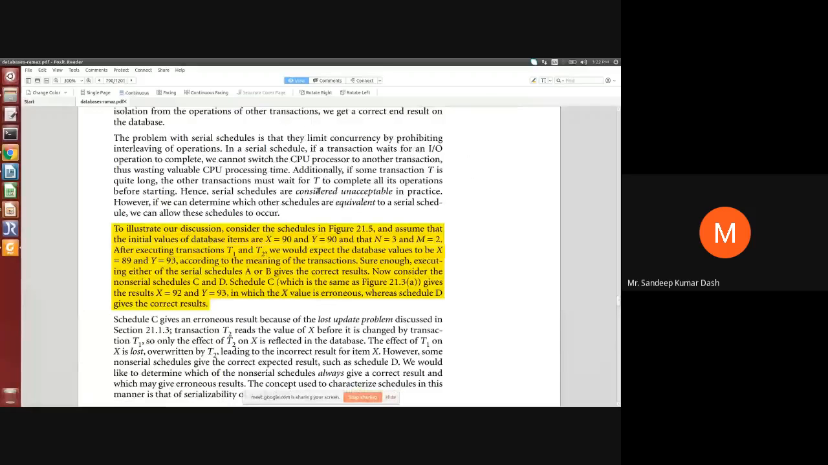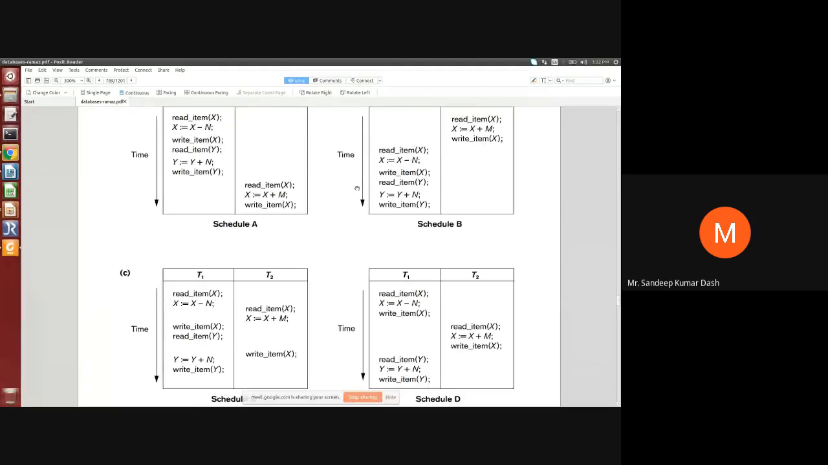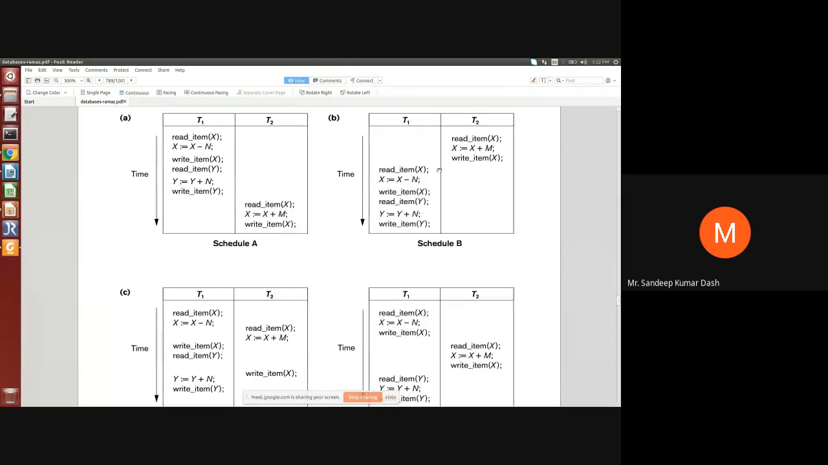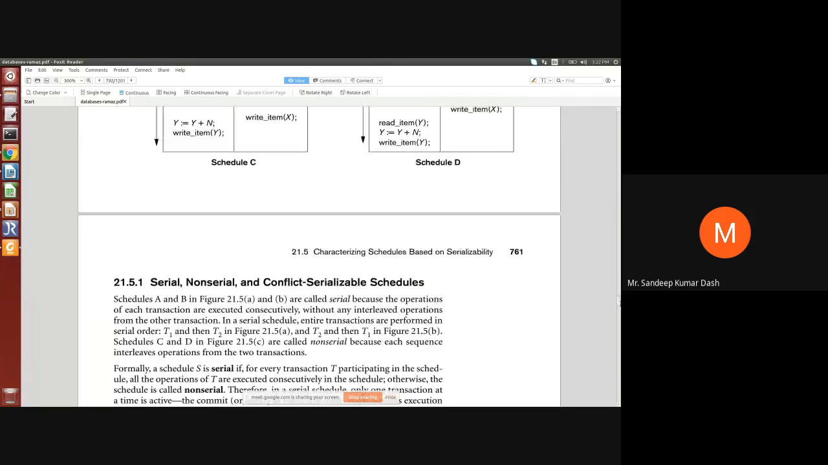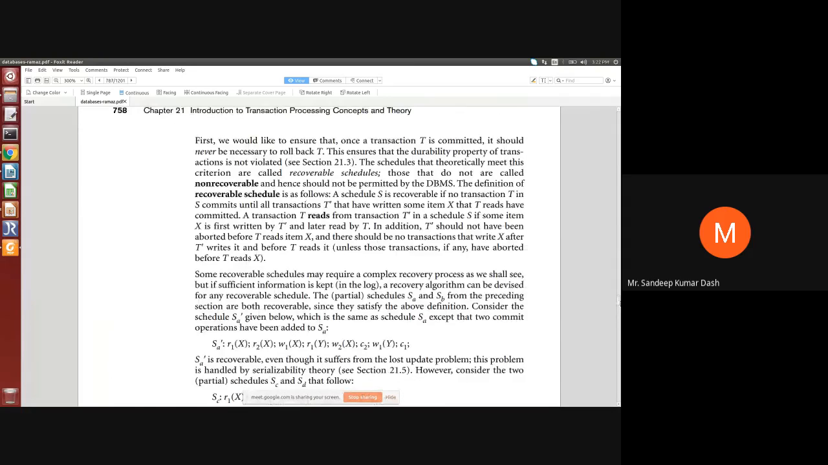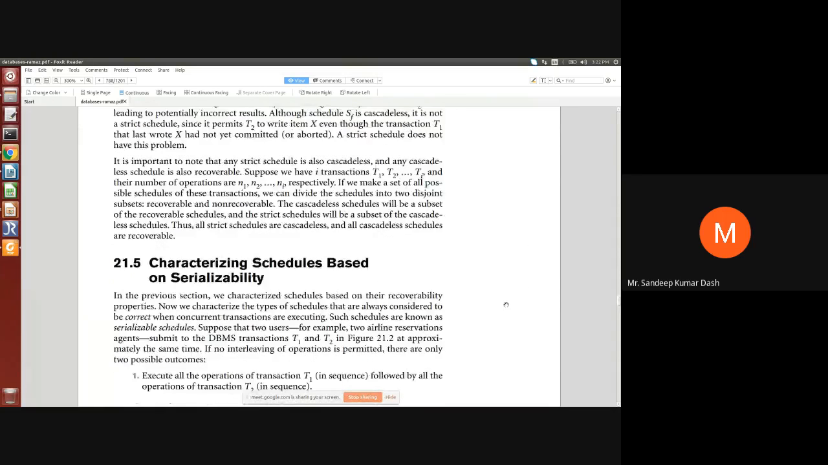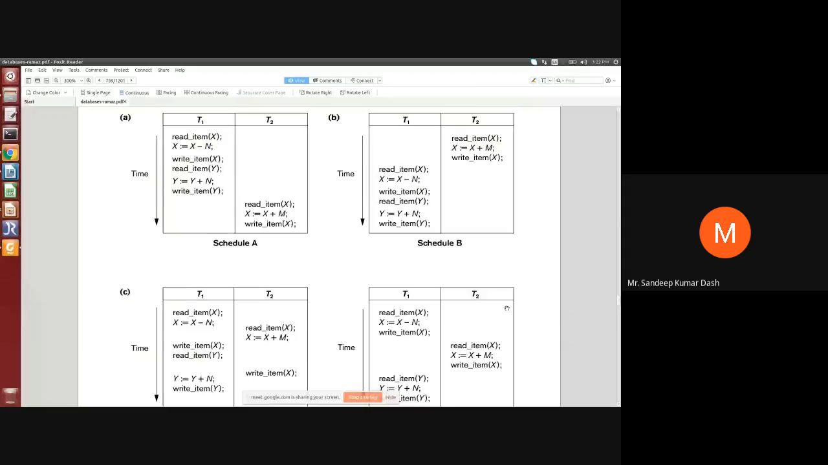Can you tell whether these two are view serializable or not? Can anyone tell? This is T1, T2. This is T1, T2. This is an interleaved schedule. This is a serial schedule.